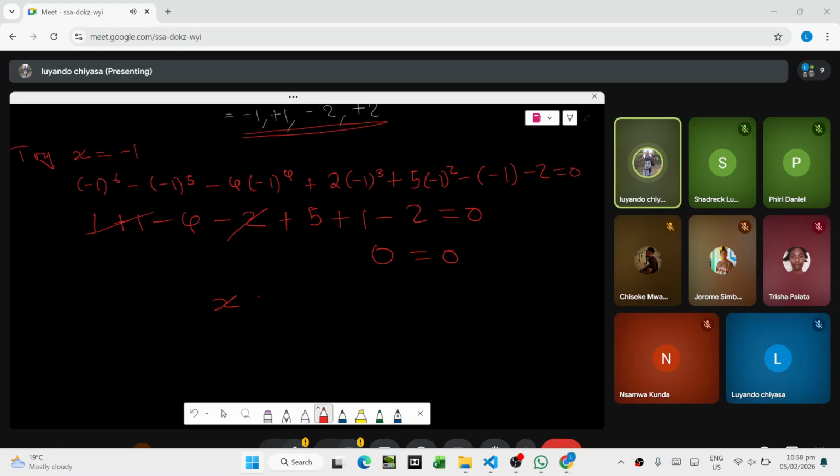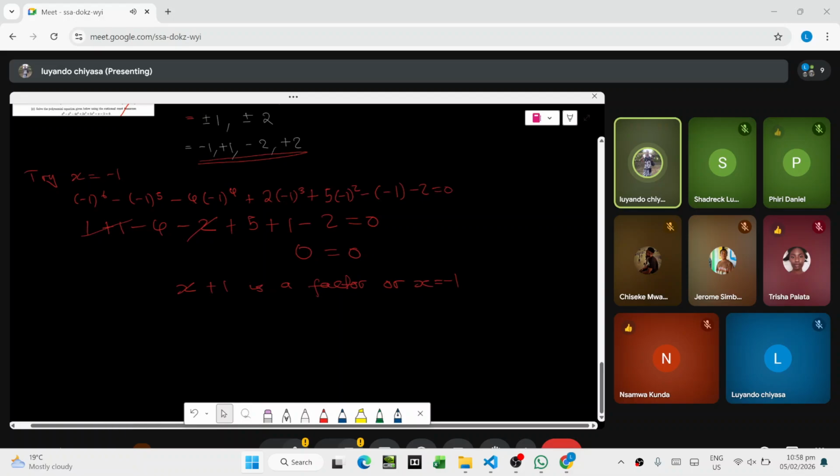it simply means that x plus 1 is a factor. Or you can say x is equal to what? Negative 1, right? That is a factor, right? Yeah, or you can say that.